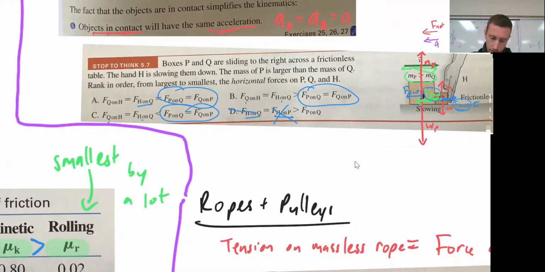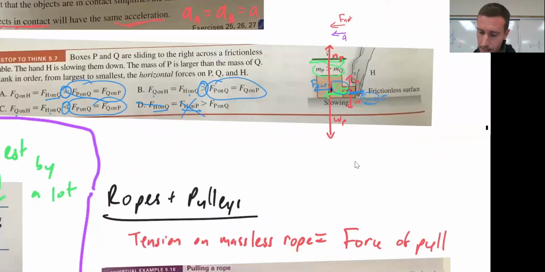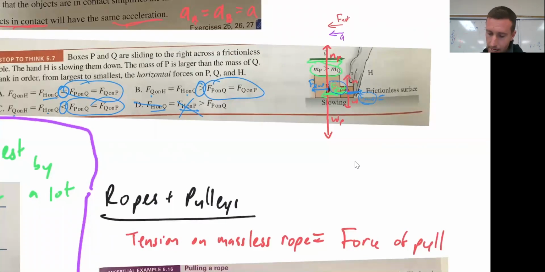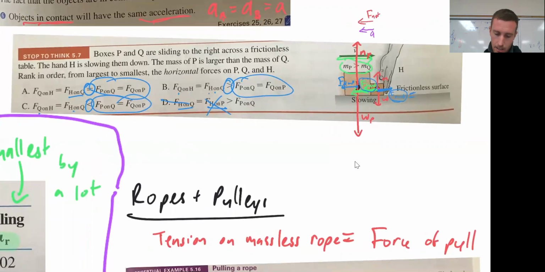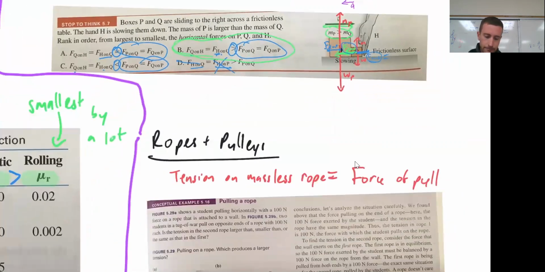And then the question is just, are they equal to each other, less than, or greater than? So the force of the hand is greater than the force of Q on P. Force of hand, that one is greater, so that leaves me with B. Force of the hand is greater than the force of the boxes on each other. Whew. That is a tough one.